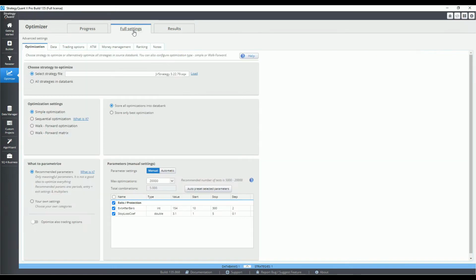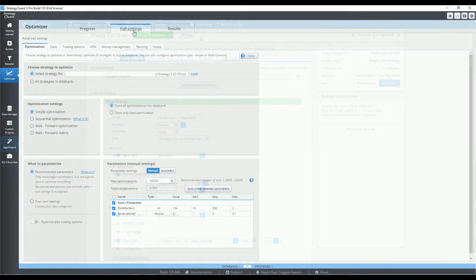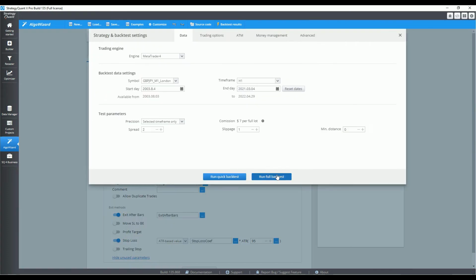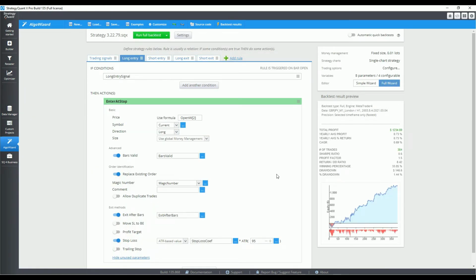There are only two optimizable parameters: the ATR multiple for the stop-loss and the number of bars used for the time stop. After backtesting from 2003 to 2021, the optimal values were 3.1 and 154, respectively. This produced the following results. Was this just a lucky combination of parameters? The optimization profile will tell us.